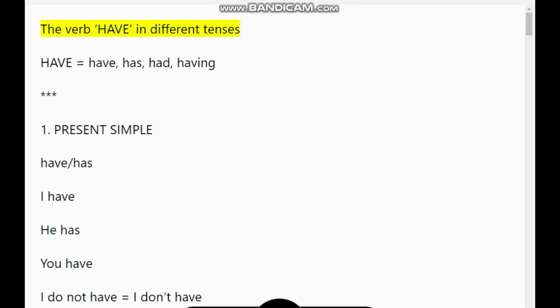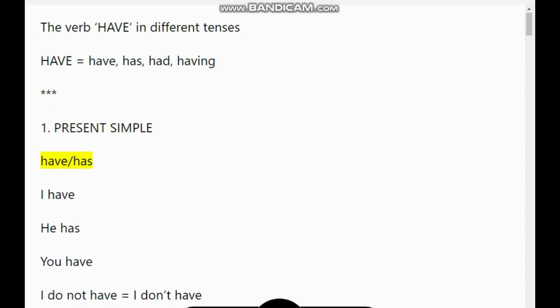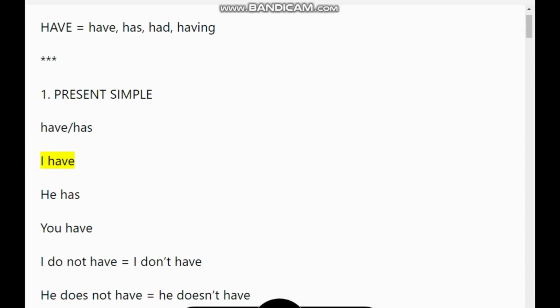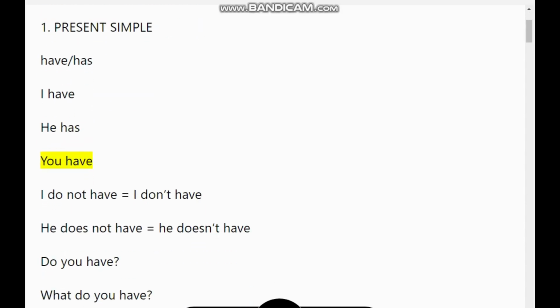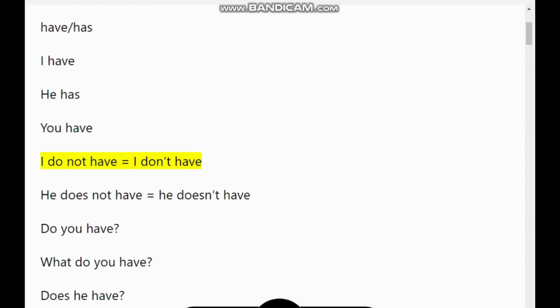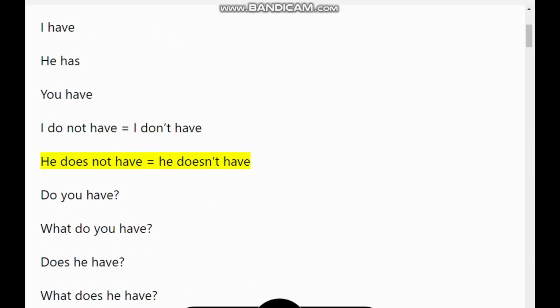The verb "have" in different tenses. Have equals have, has, had, having. 1. Present simple. Have, has. I have. He has. You have. I do not have equals I don't have. He does not have equals he doesn't have.